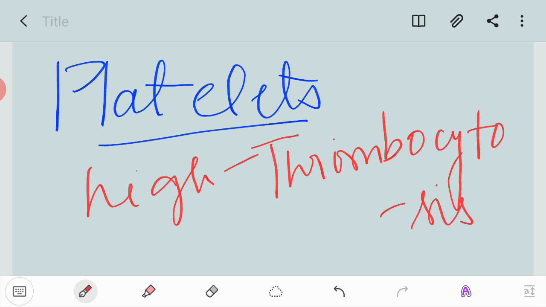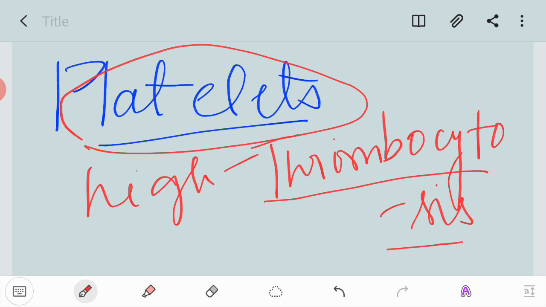Thrombocytosis usually results in cancers, like lung cancer, gastrointestinal cancer, breast cancer, ovarian cancer, and lymphoma. So a high platelet count is also not good.